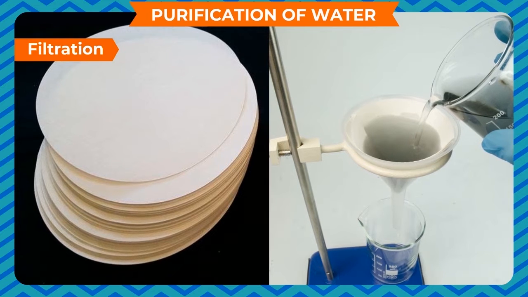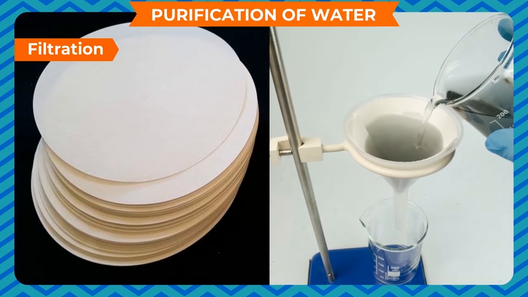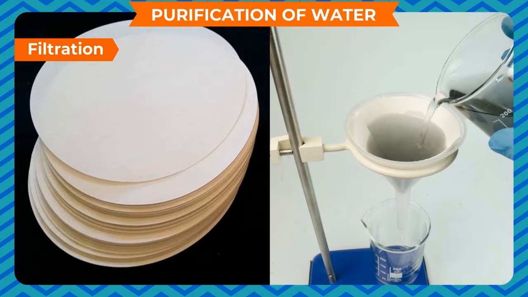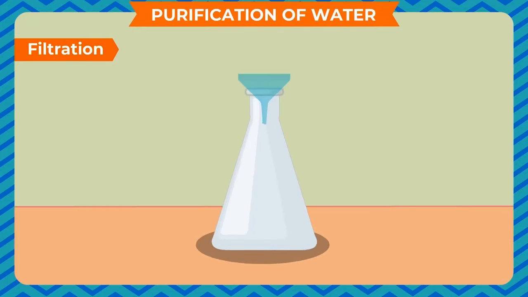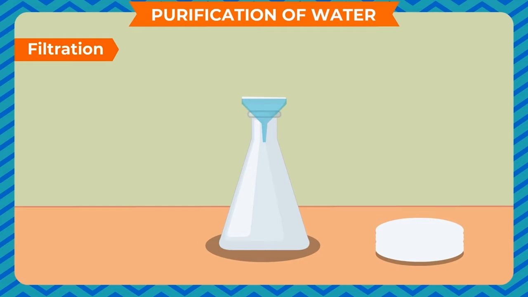Filtration. In this process, we use filter paper to filter the water. Take a jar and fix a funnel with a filter paper cone placed in it. Slowly pour the polluted water through it. Clean filtered water will be collected into the jar. This process is called filtration.